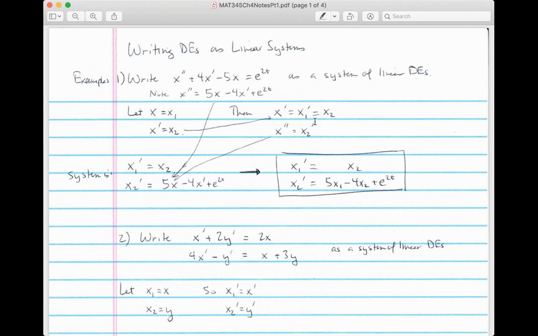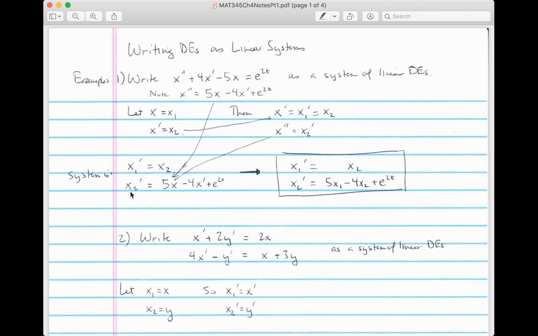Just one more comment before we move on. Notice that if x prime is x2 and x prime is equal to x1 prime, then x1 prime must also be equal to x2. Take a second to make sure you're with me on where I'm getting this statement from. So we'll move down, and this is going to be the first equation in my system: x1 prime is equal to x2.